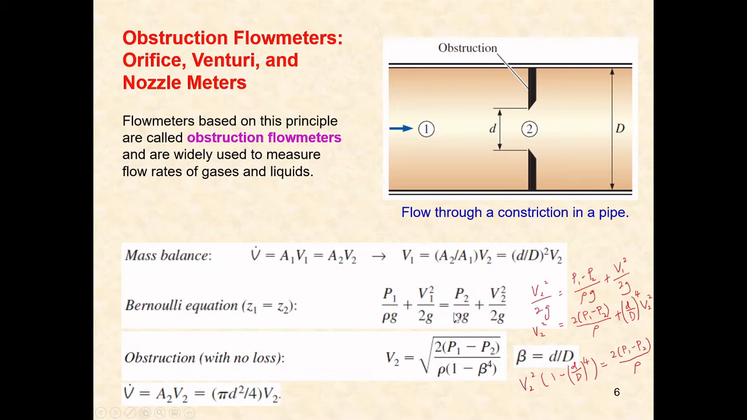How do we know there's no loss? Because we do not account for head loss here. That's why this equation is derived without any loss.